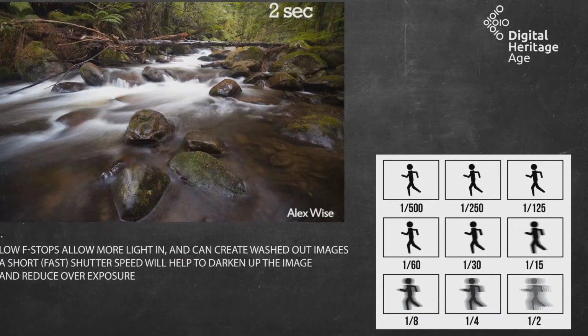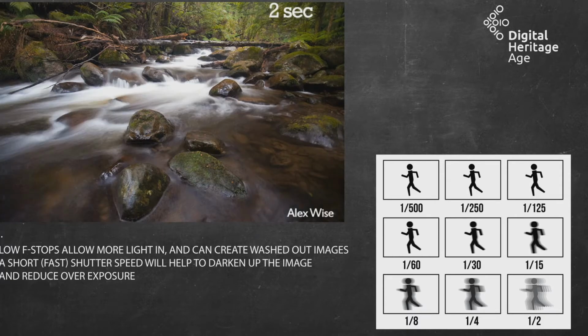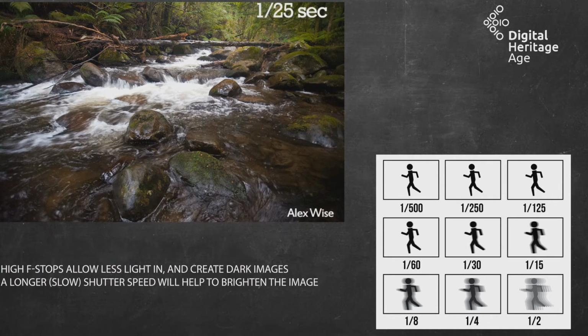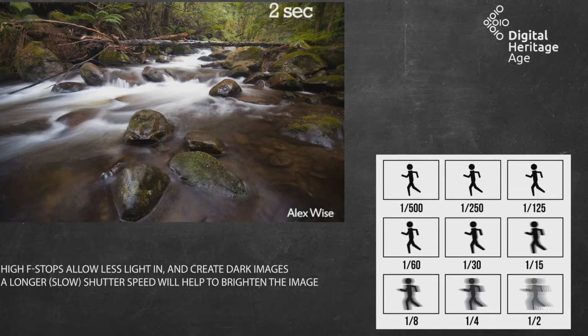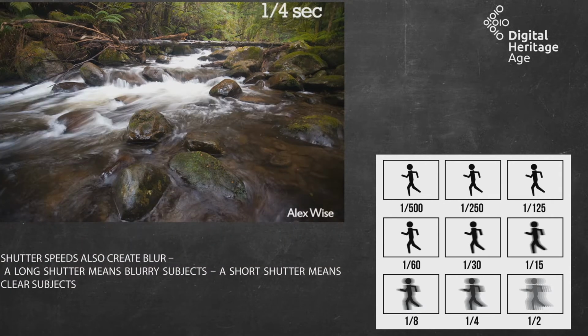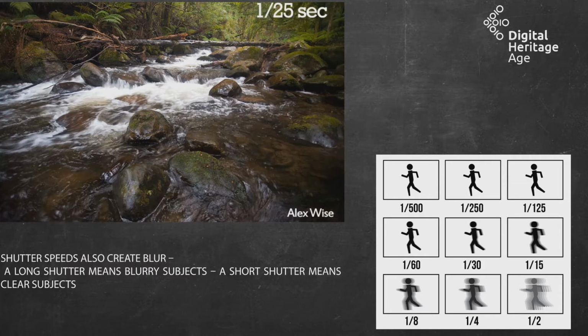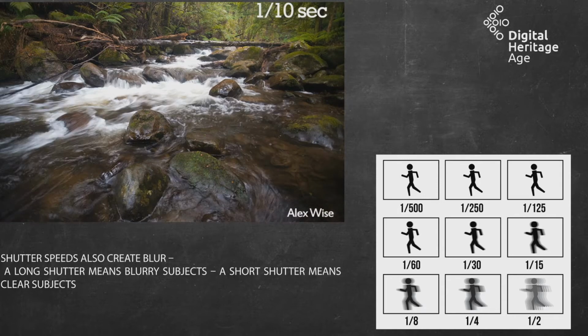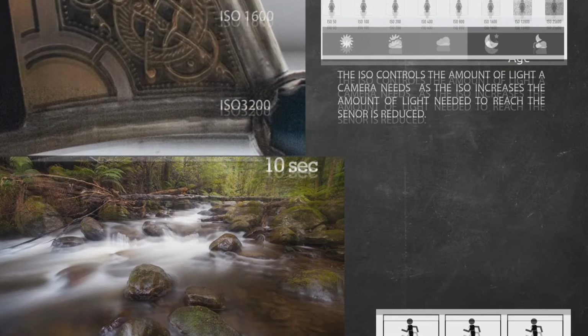As we change f-stop numbers, we need to control our shutter speed. Low f numbers will allow more light in, so we need a short or fast shutter speed to help darken the image. If we're letting too much light in, we'll get washed out images. If we're using high f-stop numbers, we need to allow less light in, so a slow shutter speed will be needed. These longer shutter speeds mean that we might end up with blurry subjects, and shorter means that we will get clear subjects. So it's about finding a balance between the two, so that we get good, clear and crisp images for photogrammetry.